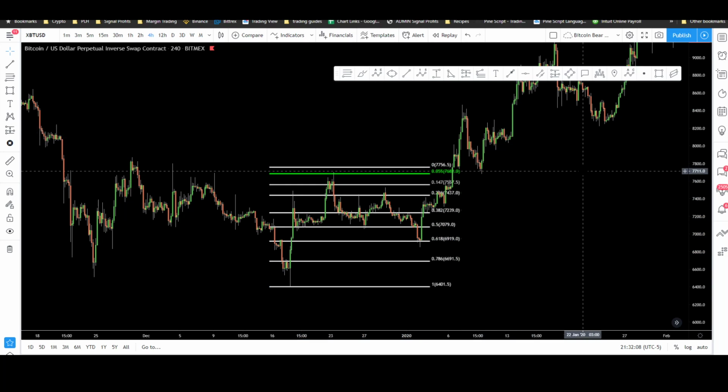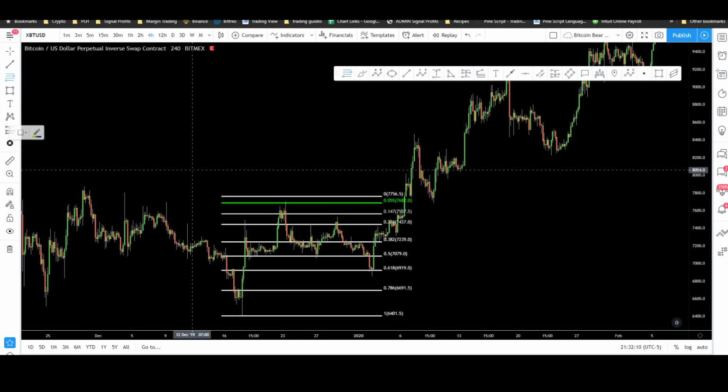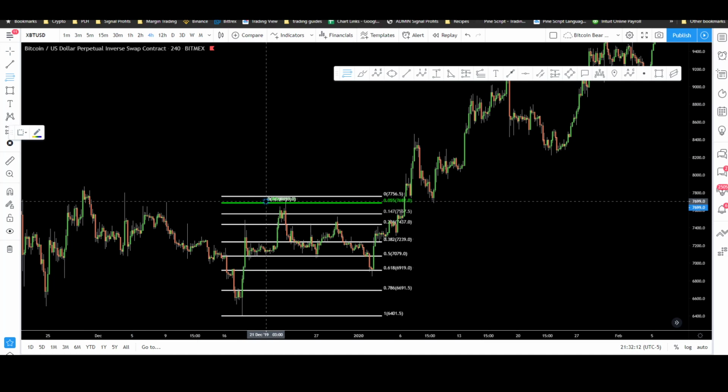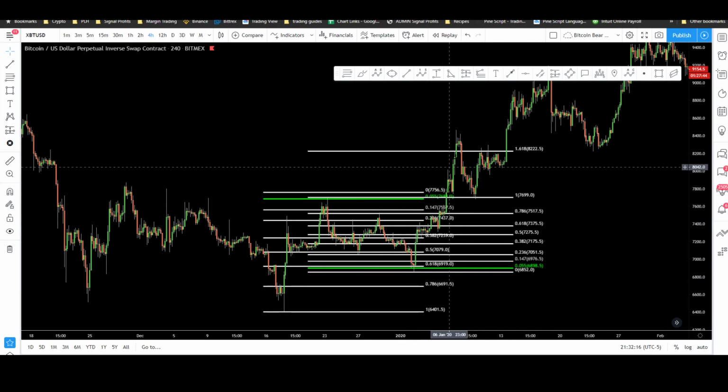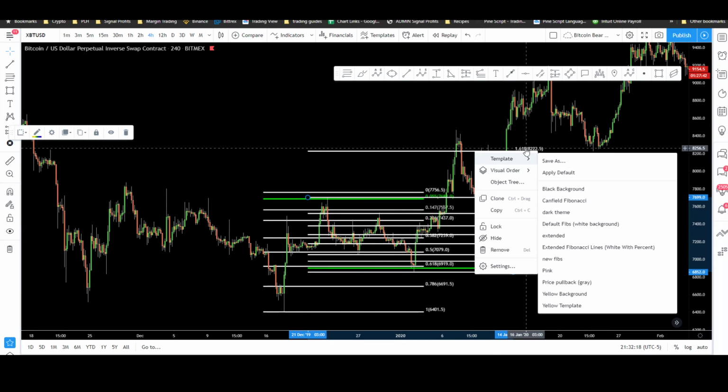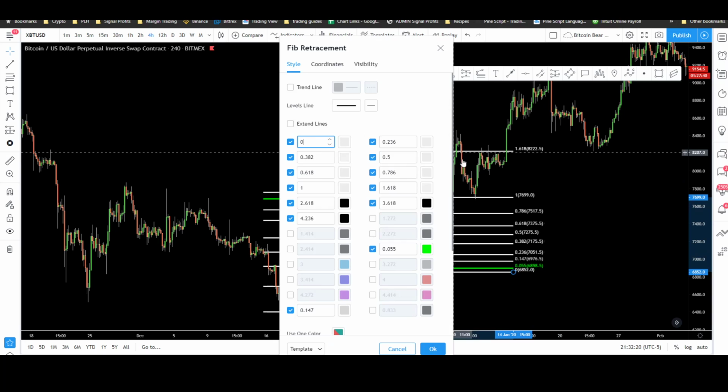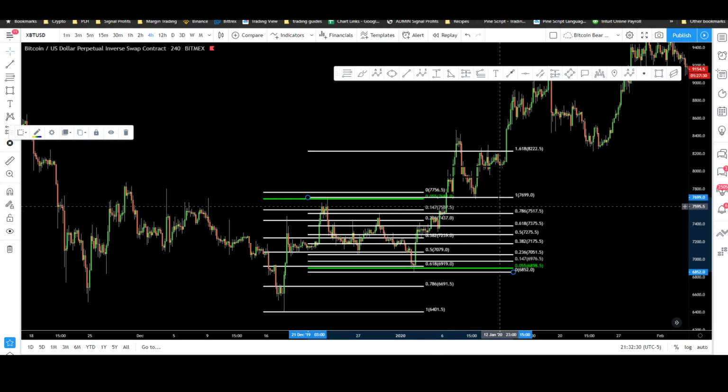So then what I'm going to do is I'm going to draw another Fibonacci tool, but this time I'm going to go from the swing high to the swing low. And then what I'm going to look for is my take profit target. So I got my 1.618. So that's the most common take profit target, but I've also got the 1.414 and the 1.272, and then the 2.618 is right there.